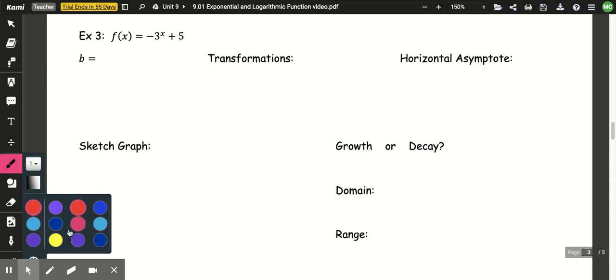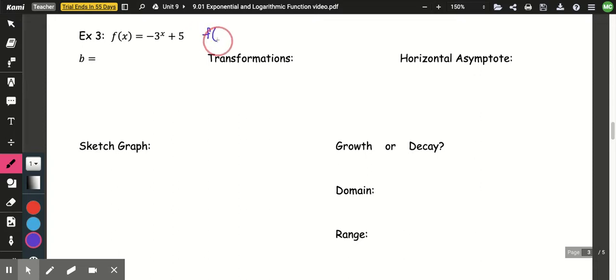For our final example in the exponential function section here, we have kind of an interesting notation that we need to talk about. It says f of x equals negative 3 to the power x plus 5, which if you didn't know any better, you might think would mean that your b value is a negative 3.